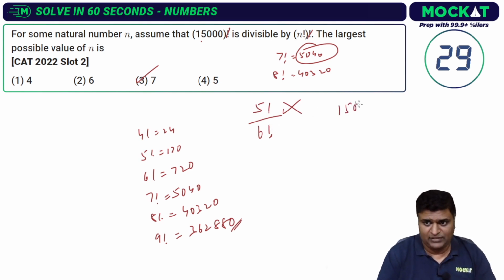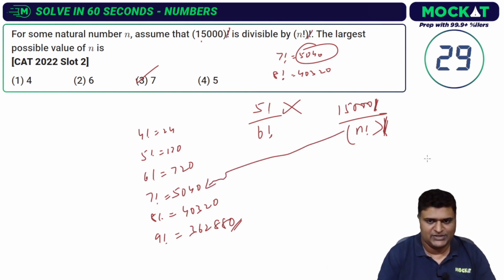So when I want 15,000 factorial to be divisible by n factorial whole factorial, I can get rid of the factorials in both cases. I need to know that 15,000 is greater than n factorial. So which n factorial over here is going to be smaller than 15,000? It's going to be 7 factorial. 8 factorial is bigger than it. Therefore, 7 becomes the answer. 8 is not even in the options, right? So you can't go wrong there.